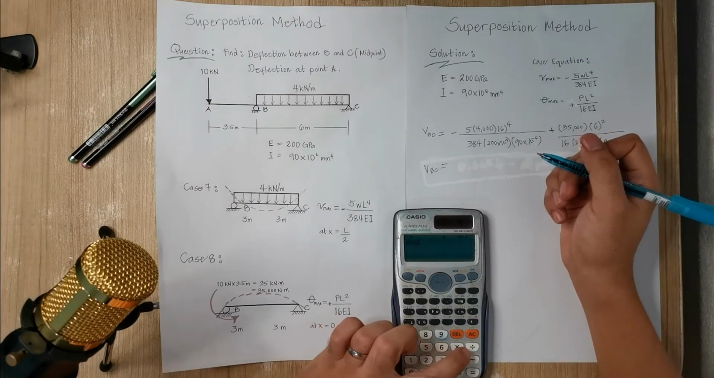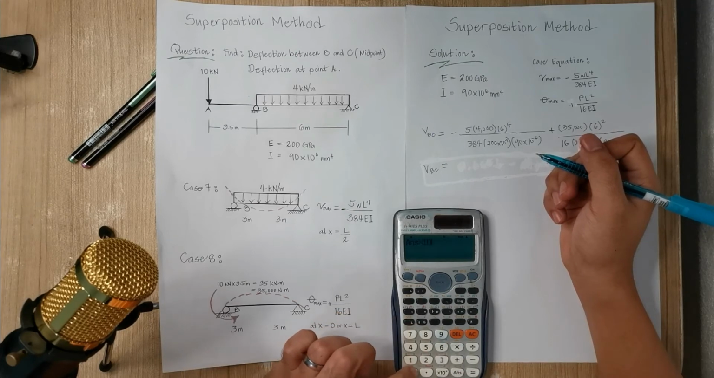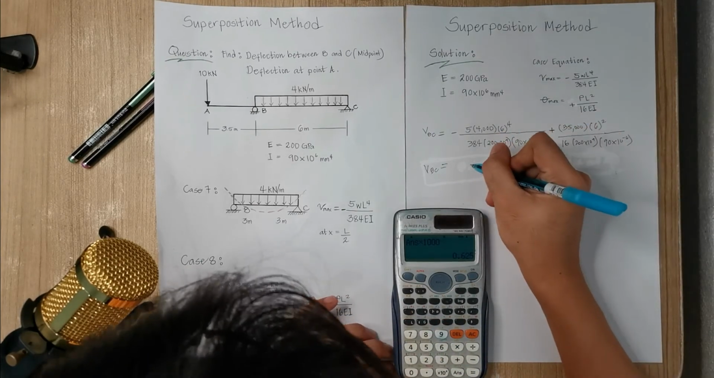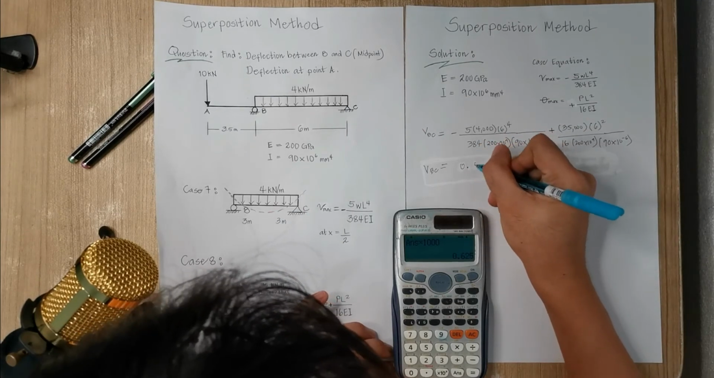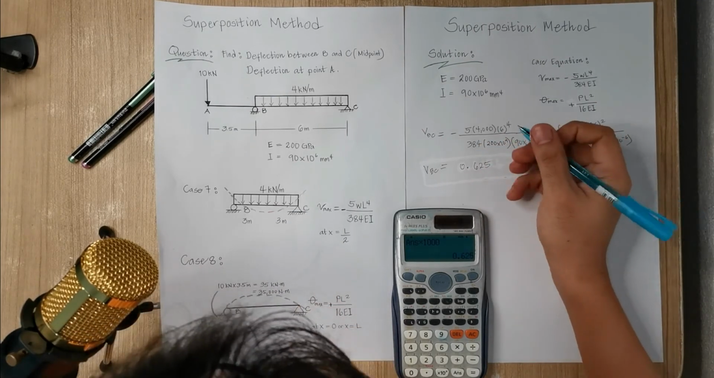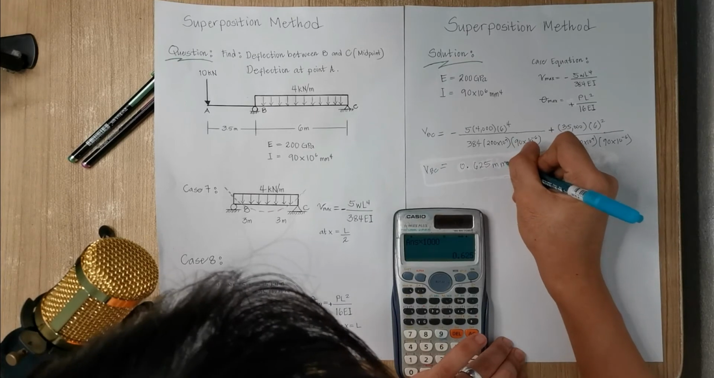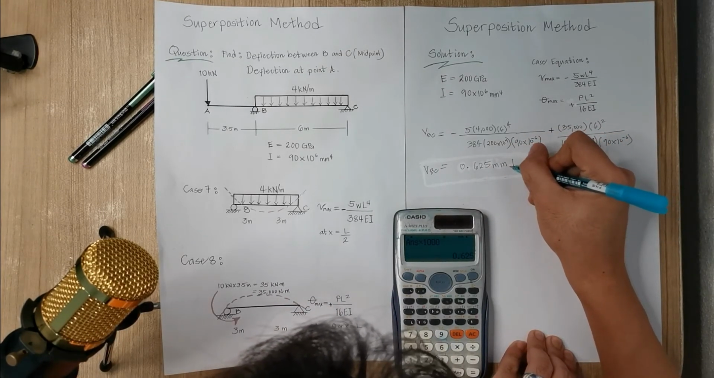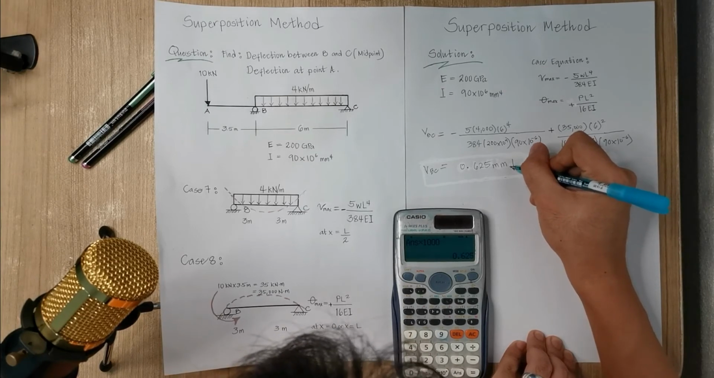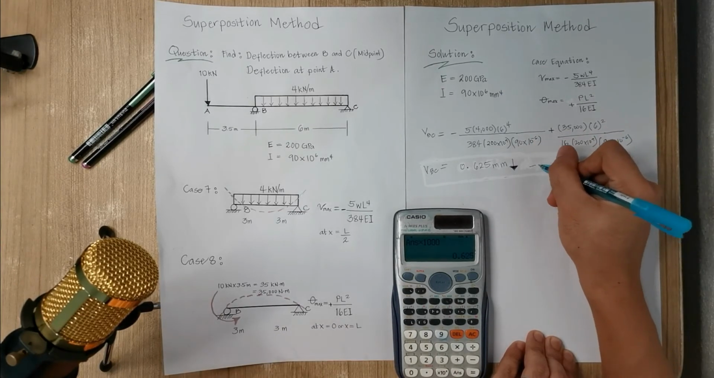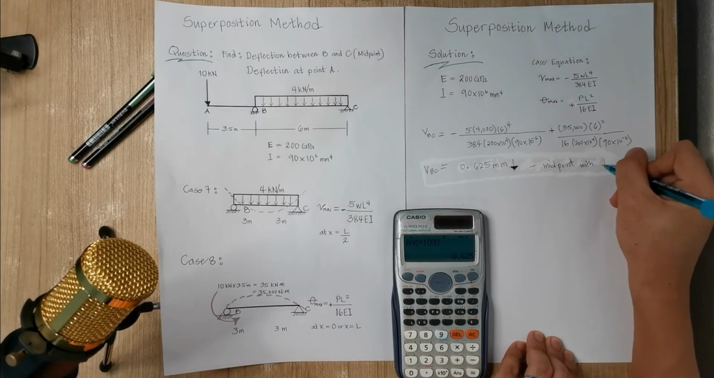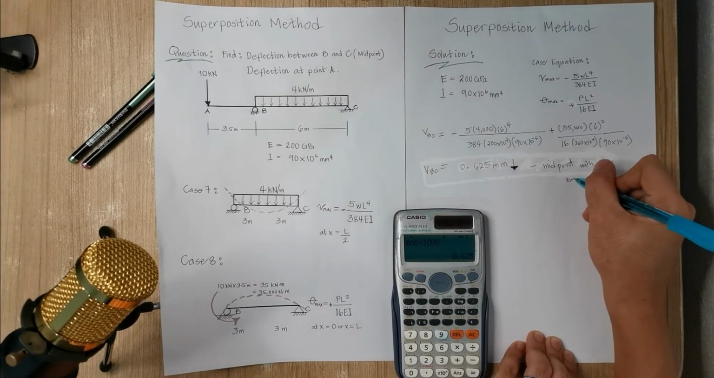So times natin sa 1,000 para magiging millimeters. So we have 0.625 millimeter, which is downward, and this will be midpoint with the 2 support.